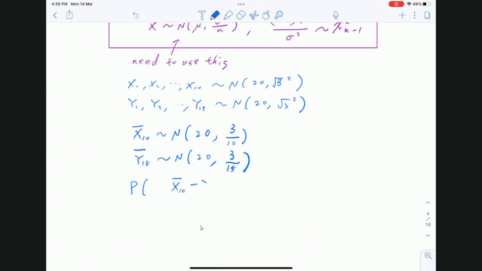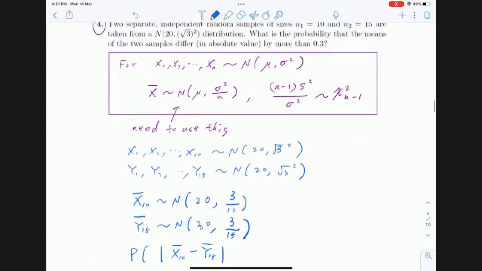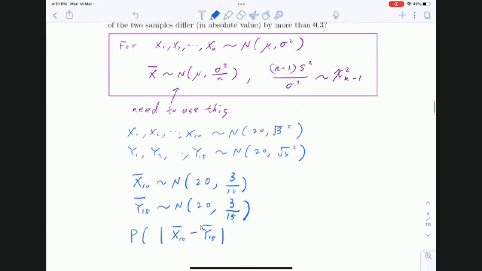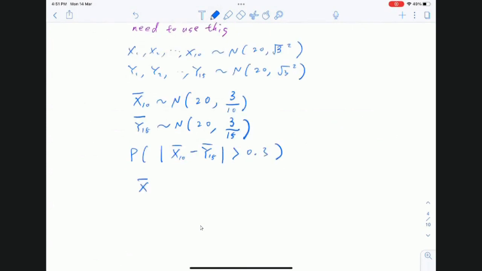The absolute distance between these two sample means differs by more than 0.3. We are asked to find this probability. So you need to make use of this result to find out how to compute this probability. So we need to further find out the distribution of the difference between these two sample means. So the distribution of the difference is also based on the property of normal distribution.